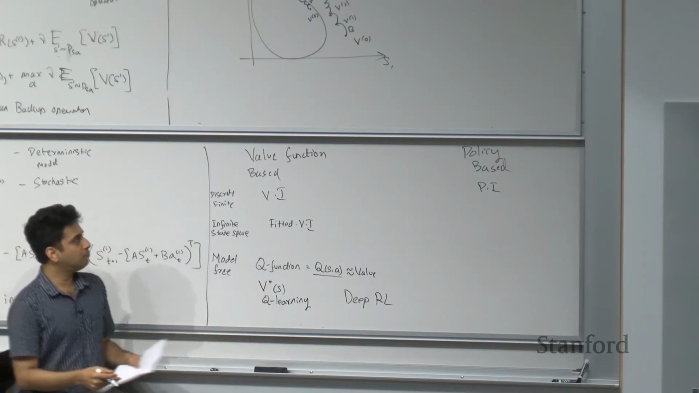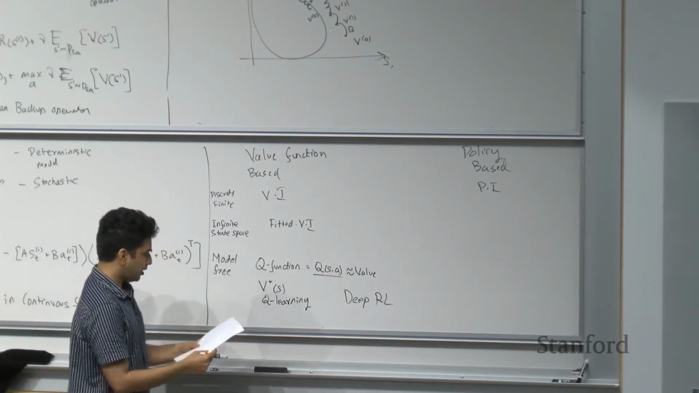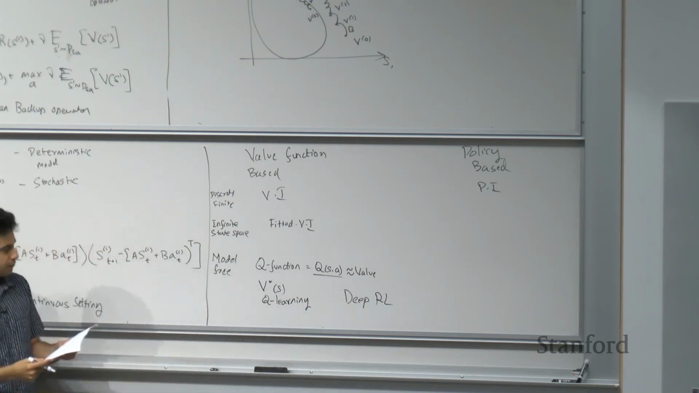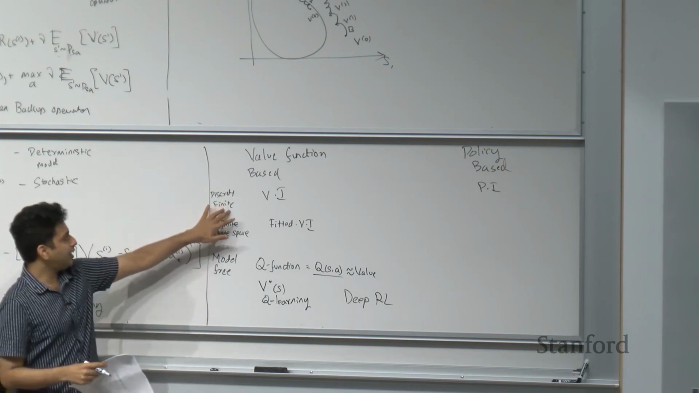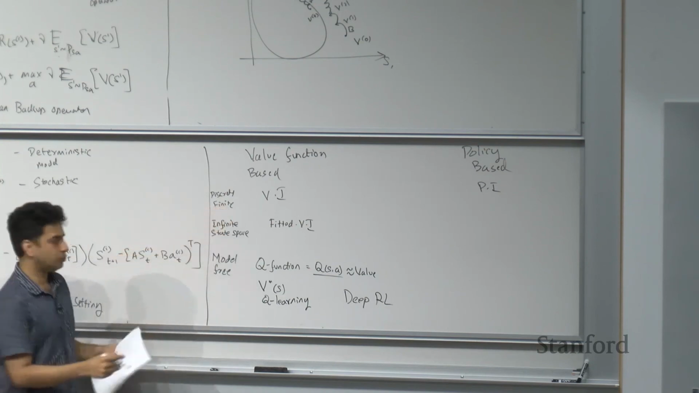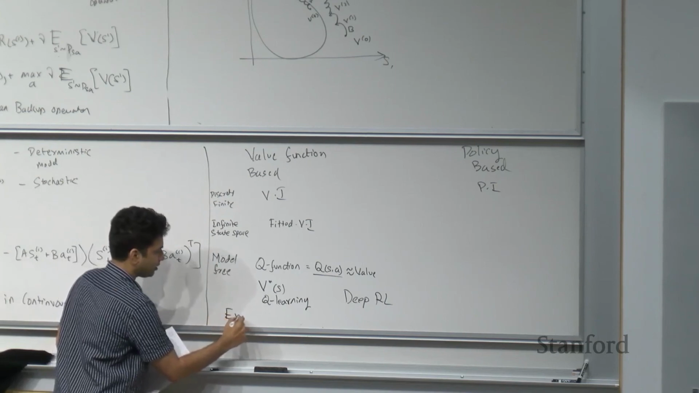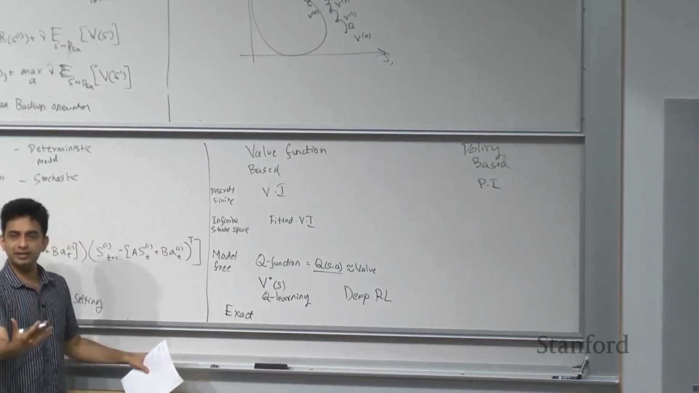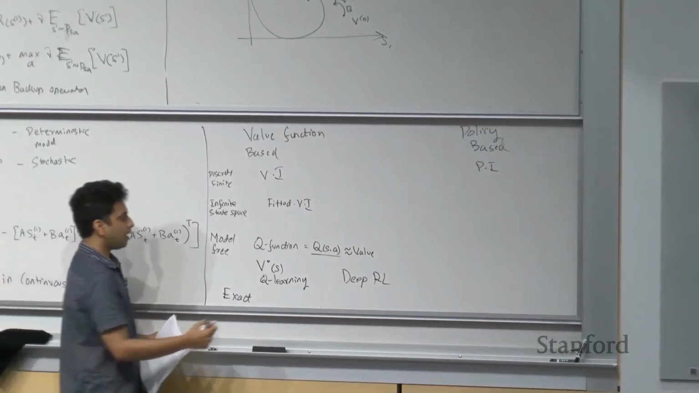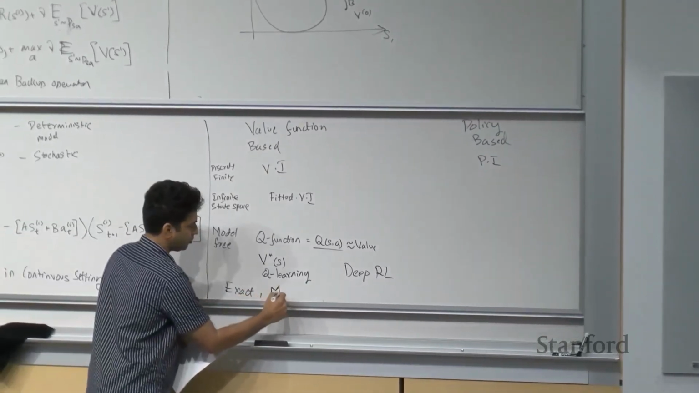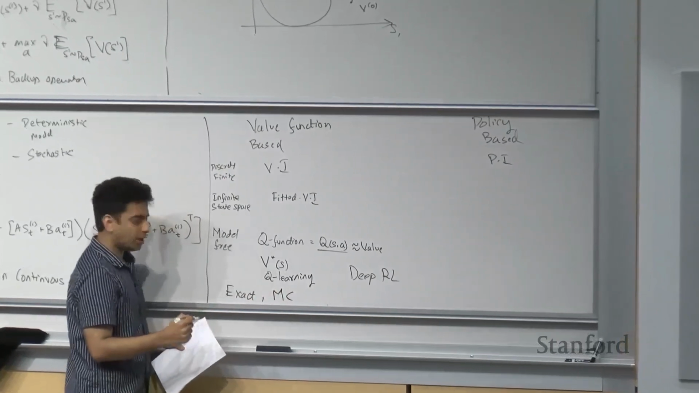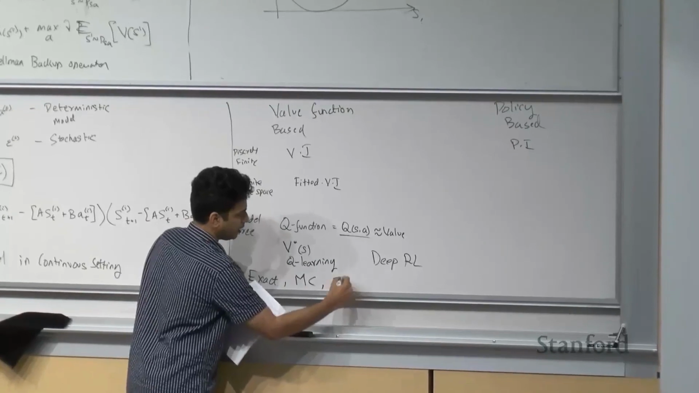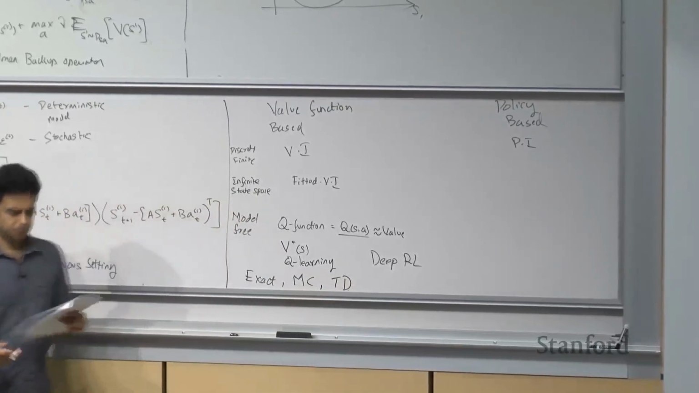There are other approaches or other kinds of classifications you can think of. In the finite case, the way we evaluated the value function was using something called an exact method. So the Bellman backup operator, when you apply it over and over again, you get the exact V star. And there are other approaches where you can use Monte Carlo approaches, or you can use something called TD learning, or temporal difference learning.